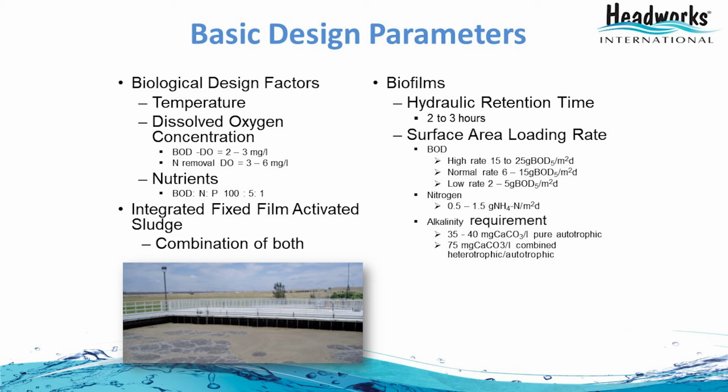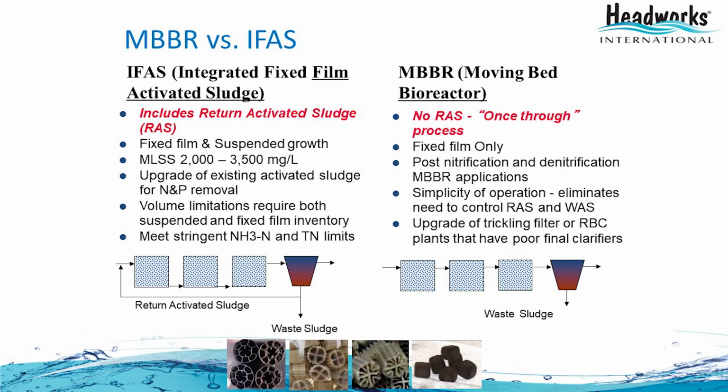For nitrification, the rate can be from 0.5 to 1.5 grams of ammonia nitrogen per square meter per day. So the difference between MBBR and IFAS is the recycle. Schematically, only the recycle of the activated sludge is the difference, but process-wise, there's quite a bit of difference. When you add the recycled activated sludge, you're recycling the bacteria back into the tank. So when you're designing for IFAS with the return activated sludge, you usually have to consider how much you recycle and what the concentration of bacteria suspended in the reactors is. So those are two extra design parameters.